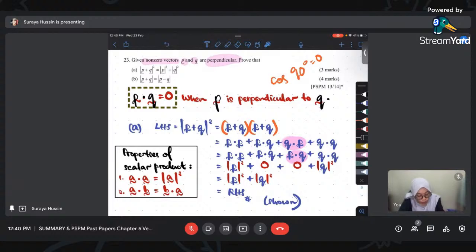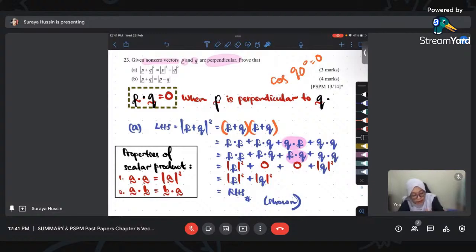Okay? So now you tahu that perpendicular akan memberi kita satu info bahawa P dot Q is 0. So you put lah P dot Q equal to 0. Settle. Tinggallah jawapan ini. And this jawapan is equals to the right hand side. Okay? It's easy. Just like that.